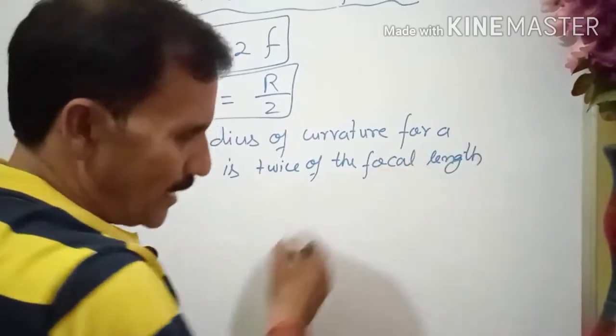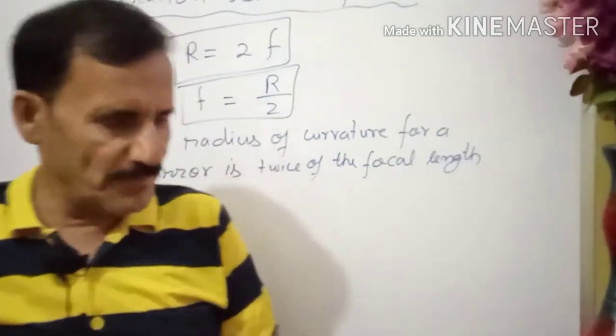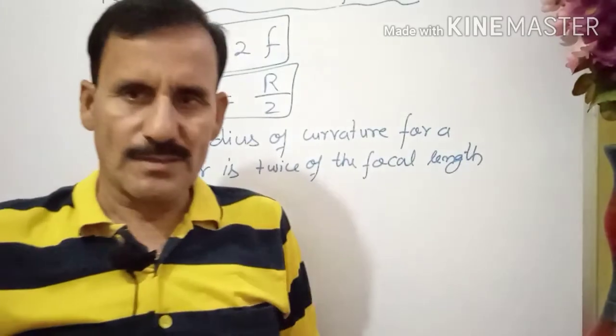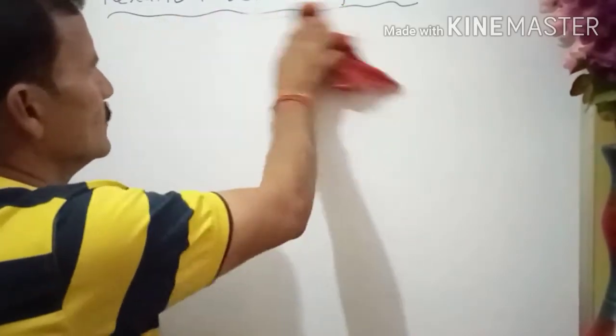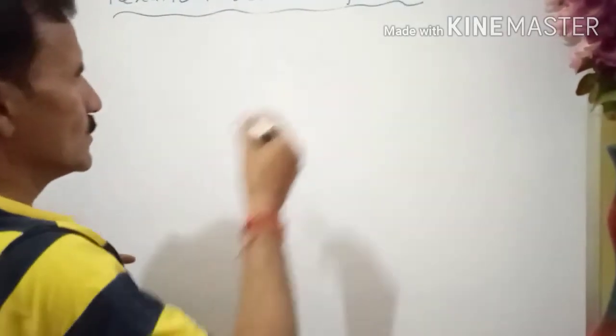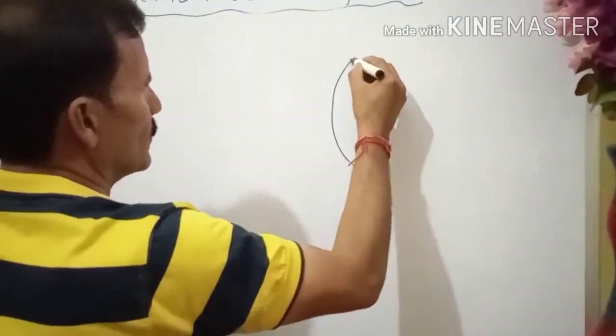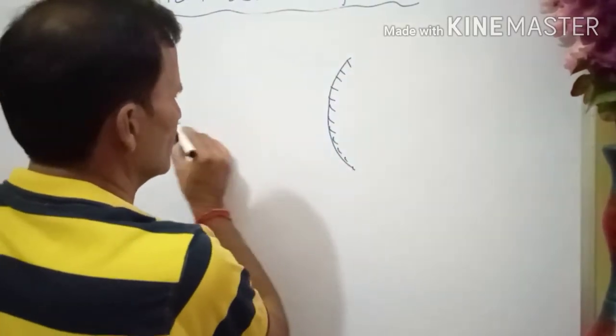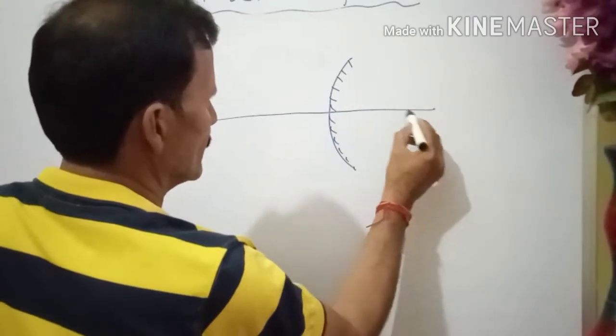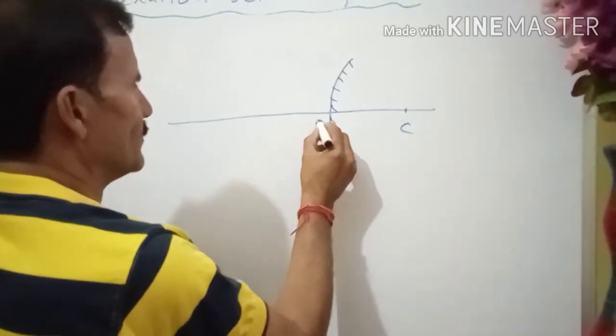This formula can be derived with the help of a convex mirror also. That is not very much different, only you have to take care of the figure. So let me explain how. Suppose you have a convex mirror in place of the concave mirror. So you will have the principal axis like this. Here is the center of curvature.